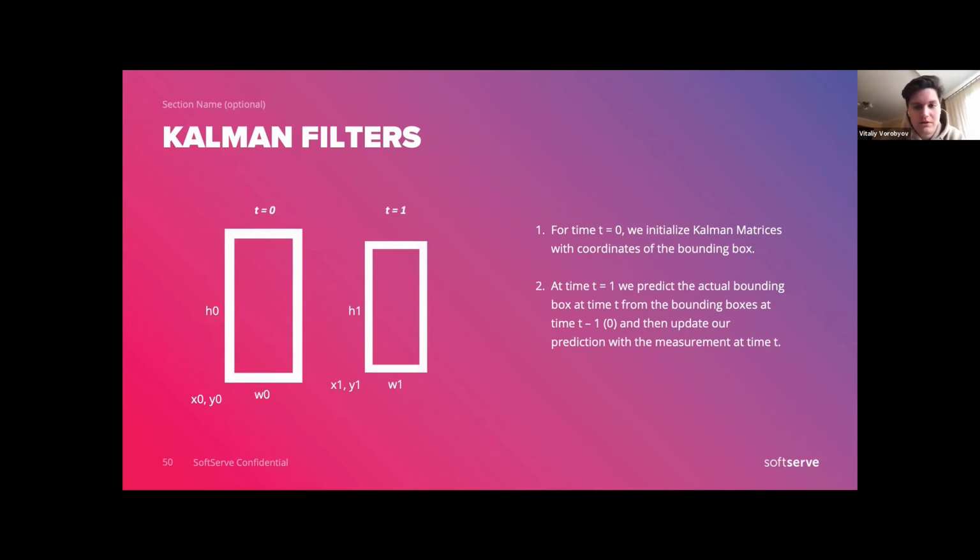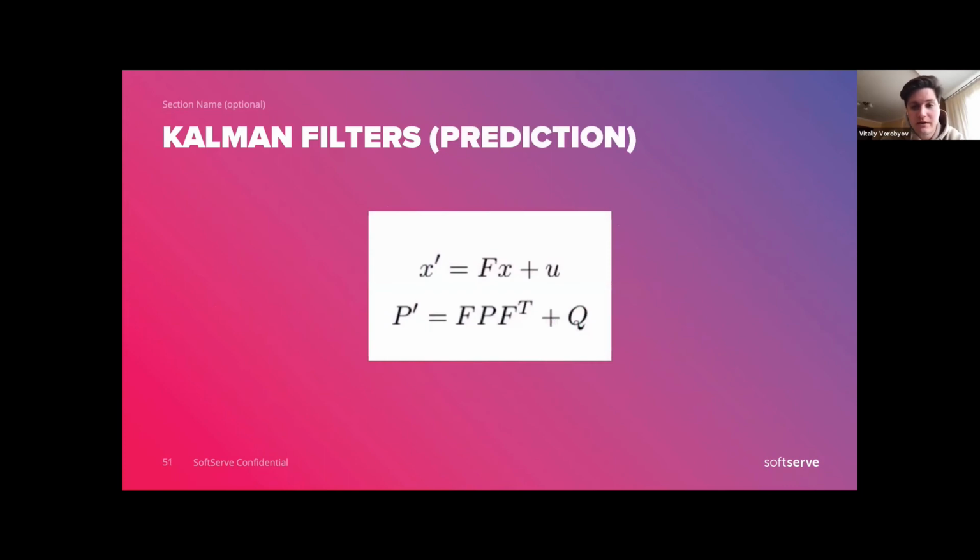Now at time t equals 0, we have a detection of a bounding box. For this bounding box, we need to initialize our Kalman matrices with the coordinates of the bounding box. And next, at time t equals 1, we have a new bounding box of the same object. We predict the actual bounding box at time t from the bounding box at time t minus 1, and then update our prediction with the measurement at time t. The prediction phase is matrix multiplication that will tell us the position of our bounding box at time t based on its position at time t minus 1.